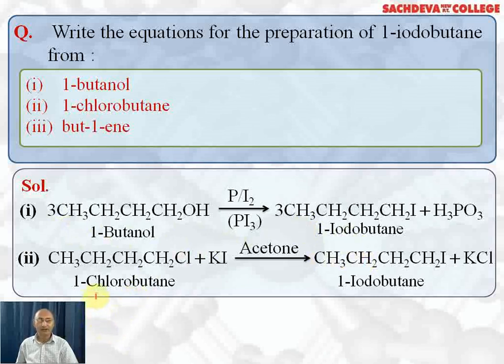We want to convert 1-chlorobutane to 1-iodobutane, so we use the Finkelstein reaction by exchange of halides. Potassium iodide we are using, acetone is used as a solvent, so Cl will be replaced by iodine and KCl will be formed. This is also a substitution reaction, halide exchange reaction, or Finkelstein reaction.